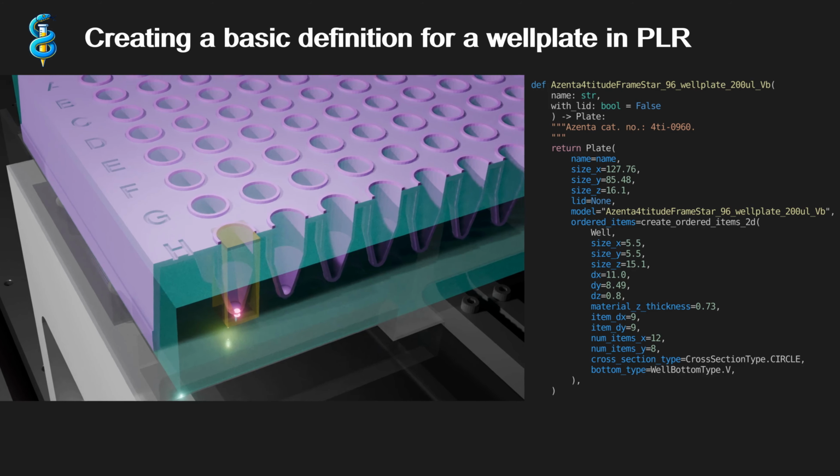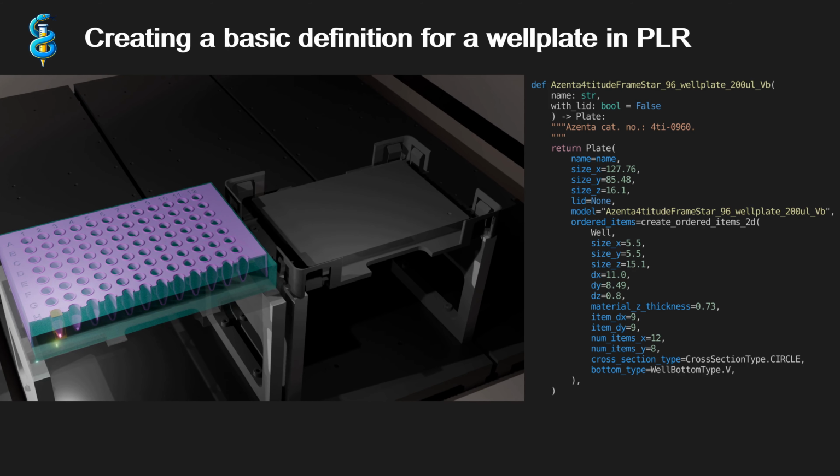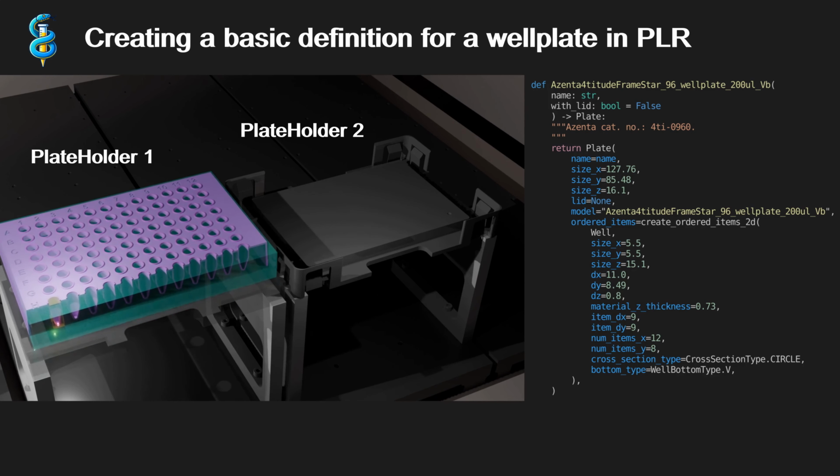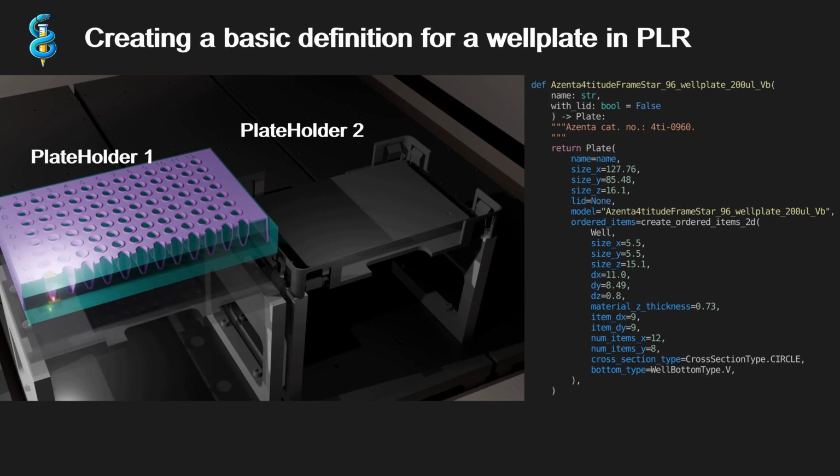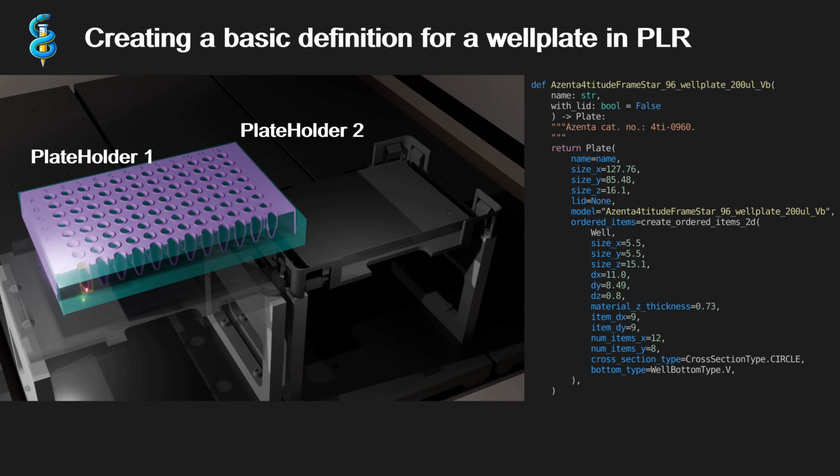But before leaving, let's have a quick look at the importance of defining material set thickness correctly. First, in this scene, we can see two plate holders. One plate holder has a flat surface and the other has a central elevation. In PyLabRobot, we call the central elevation a pedestal. In a separate video, we will go into the details of how to define plate holders and their pedestals. Now let's move the well plate to a plate holder with a tall pedestal as shown here on the right.